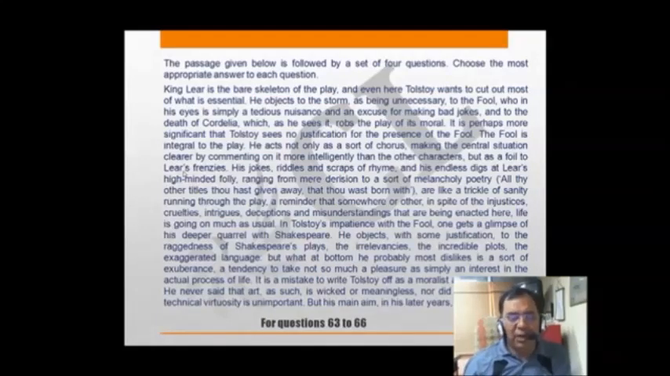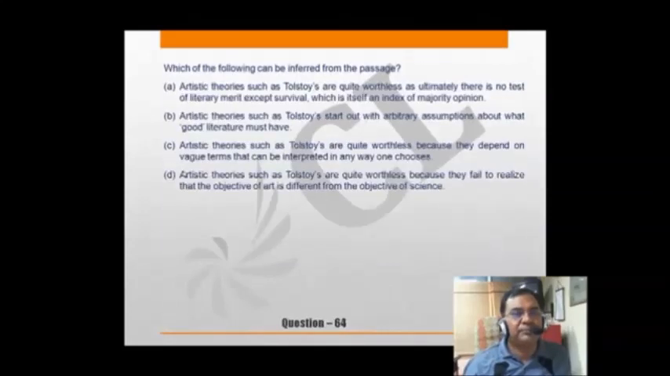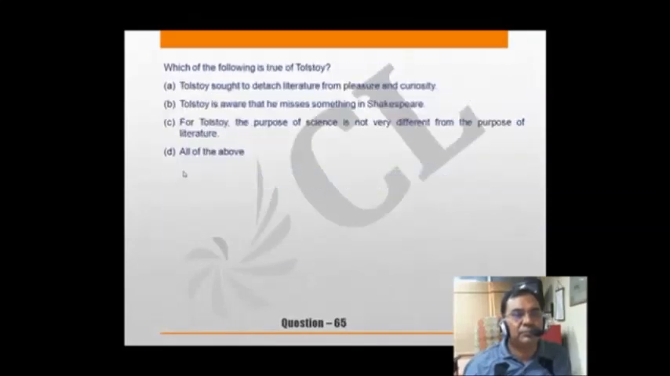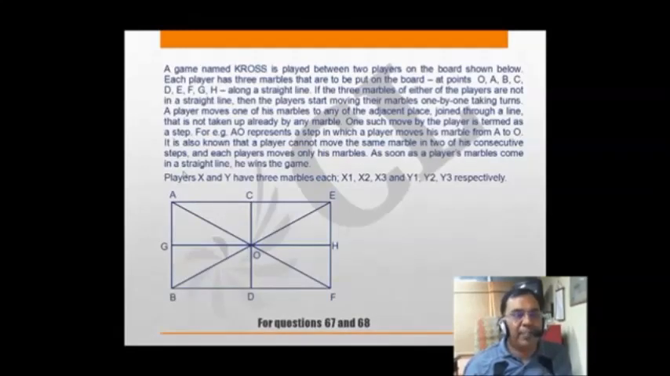I've already done 2 RCs, so let's skip it and move to something else. But this is about Tolstoy. Okay. So there's a reasoning set. Let's see. There are only 2 questions, but still we'll have to do it.